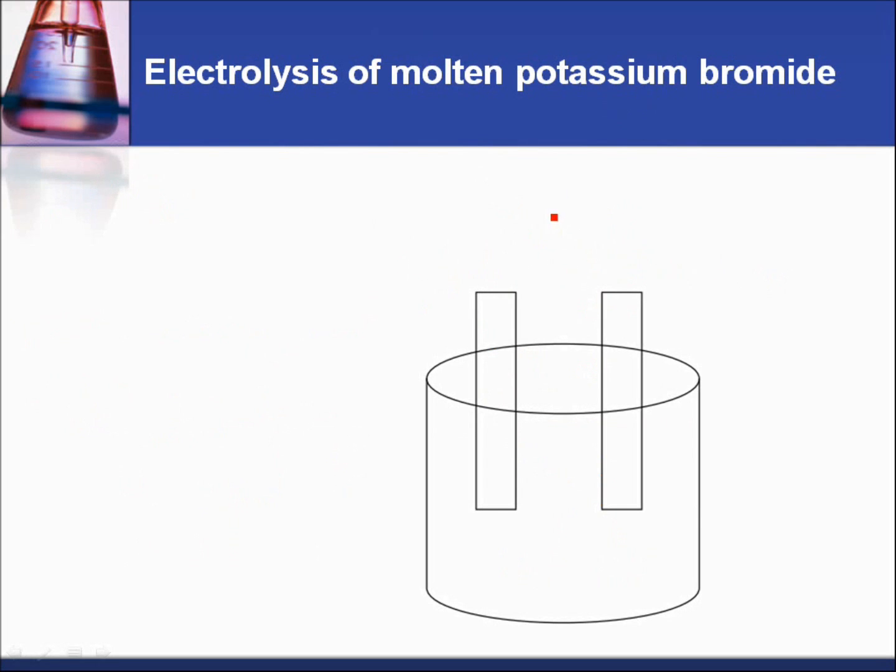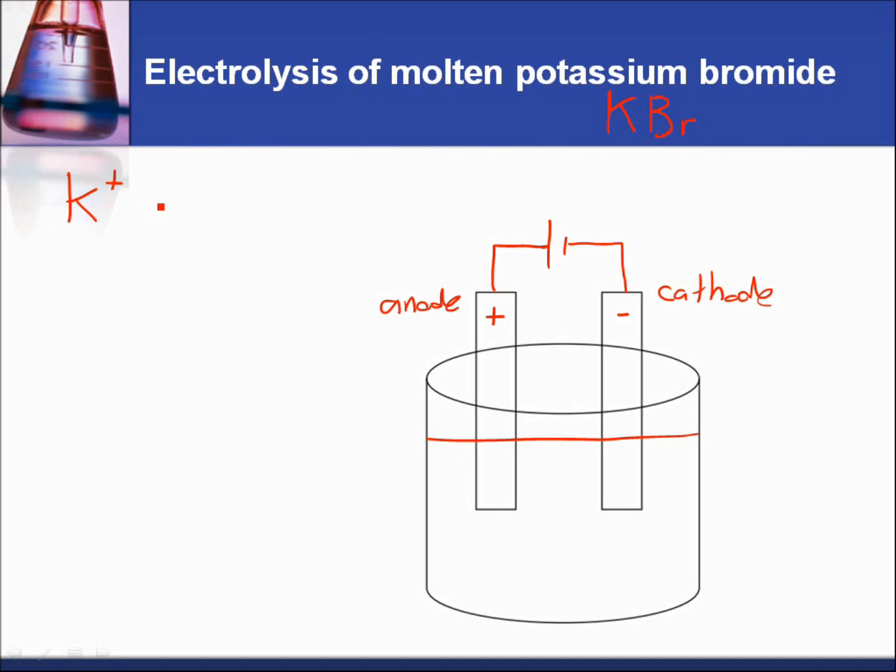Okay, let's look at one more example. Electrolysis of molten potassium bromide, which is KBr. Okay, so let's complete the diagram. Let's label the electrodes, anode, cathode. Let's draw a line to show we have something in there, some electrolyte. Now what ions are we going to have? Well, we're going to have K+ and Br-.